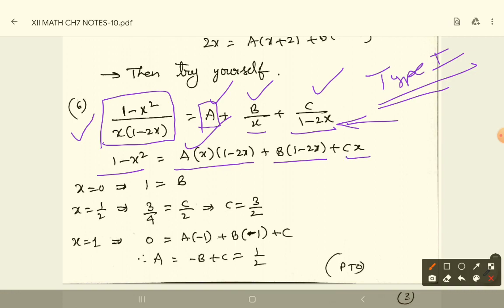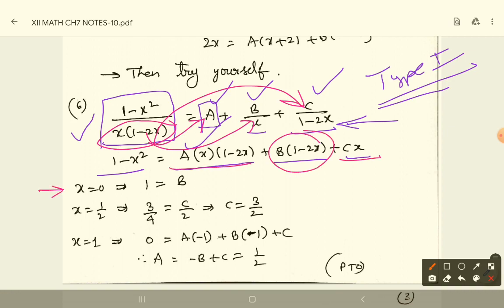How do we get this one? Again the same way: take the denominator to the right side and multiply to each and every term on the right side. Then if you substitute x equal to 0, the first and last terms will be 0, then this will be left, so the B value will come. With x equal to 1 by 2, you get the C value.